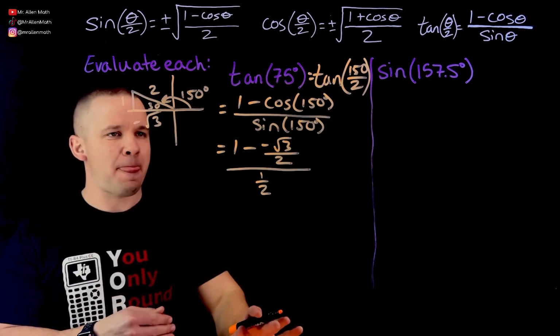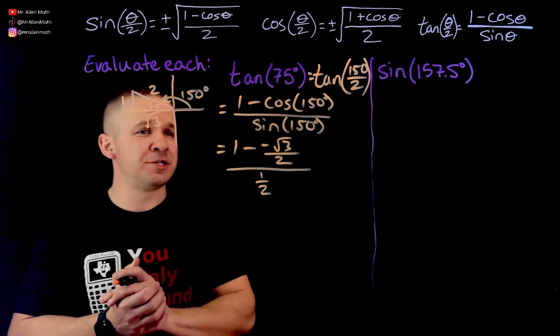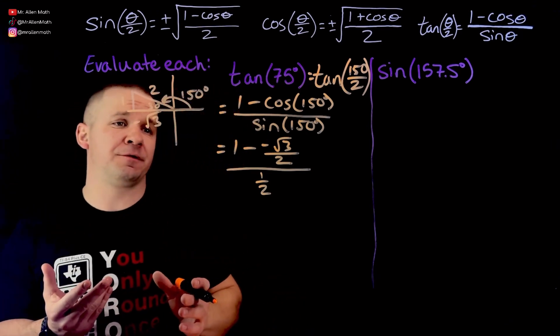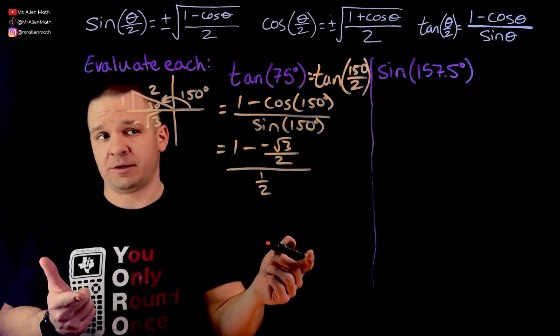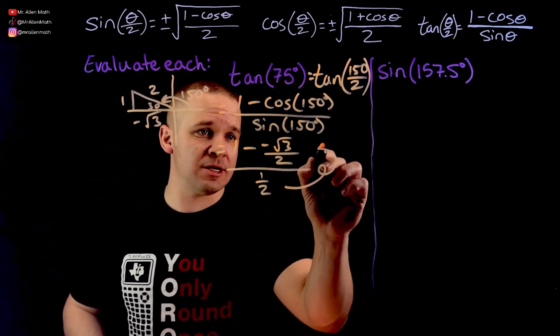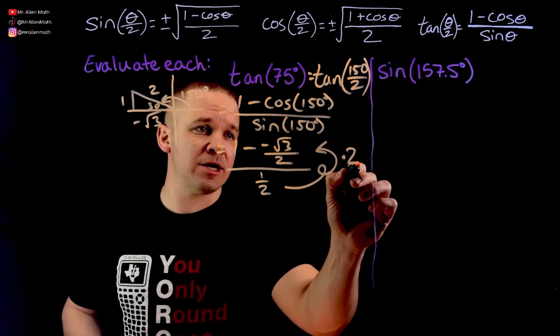Cool? Now, what we could do here, you got a couple options. We can multiply by the reciprocal of 1/2, which is multiplying by 2. That seems like a logical decision, yes? So I'm going to do that.